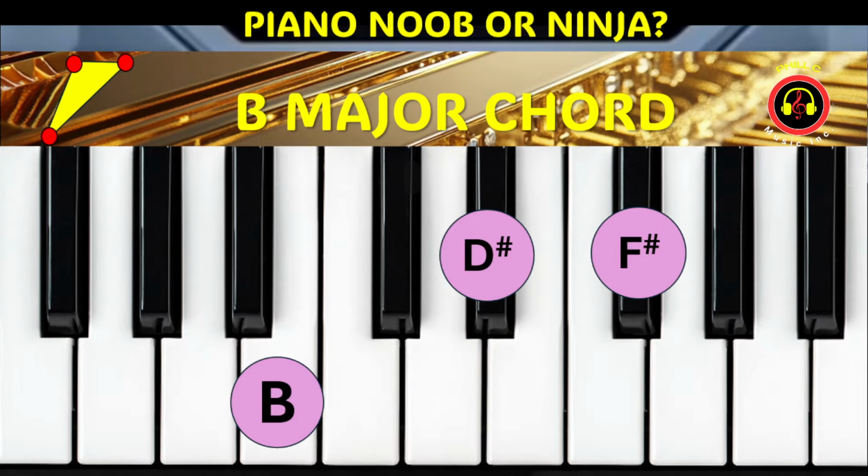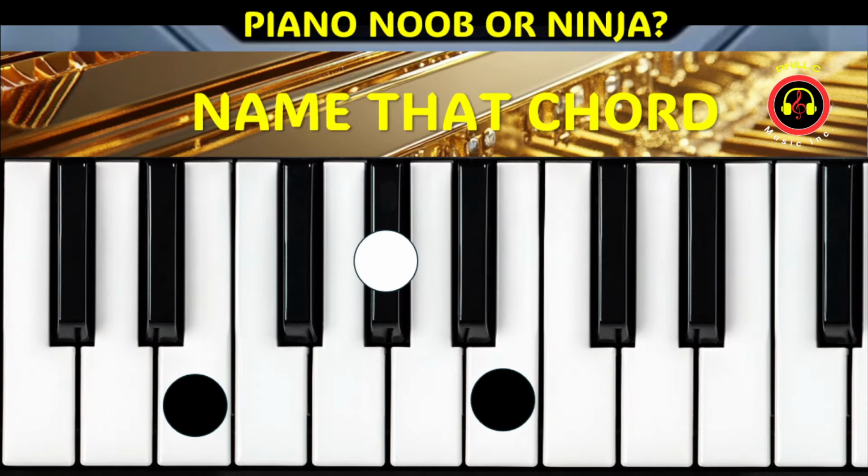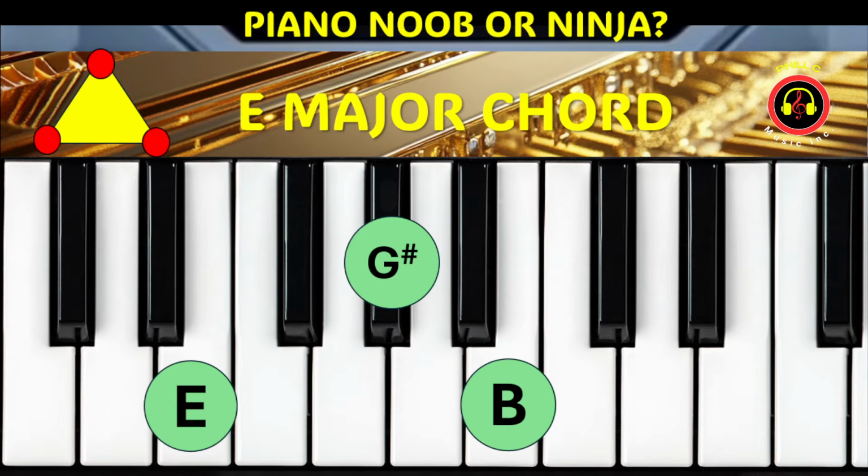Here is your next chord. Name that chord. Which chord is this? All right. If you guessed that this was E, B, and G sharp together, not in that order, you are correct. This is the E major chord. The first note is E, the second is G sharp, and the third is B.